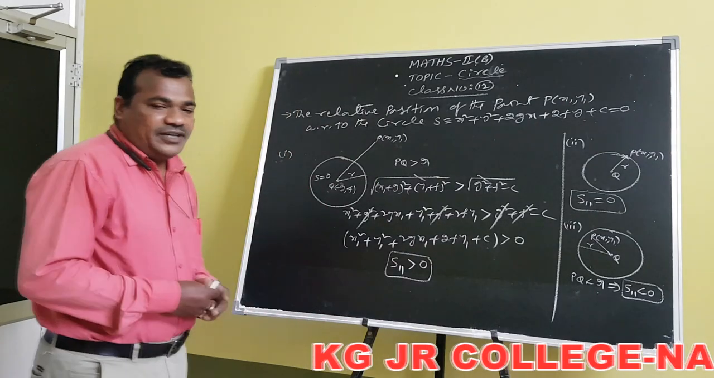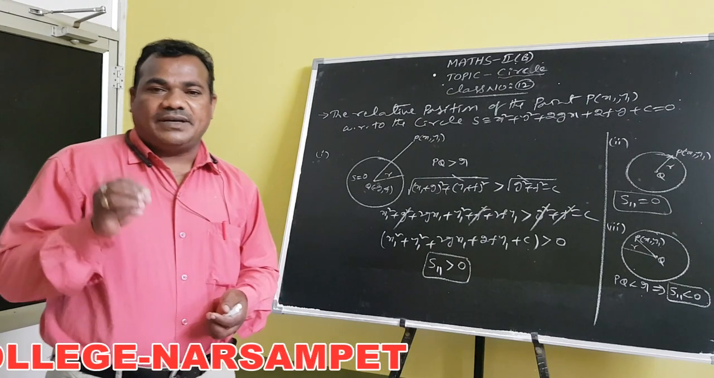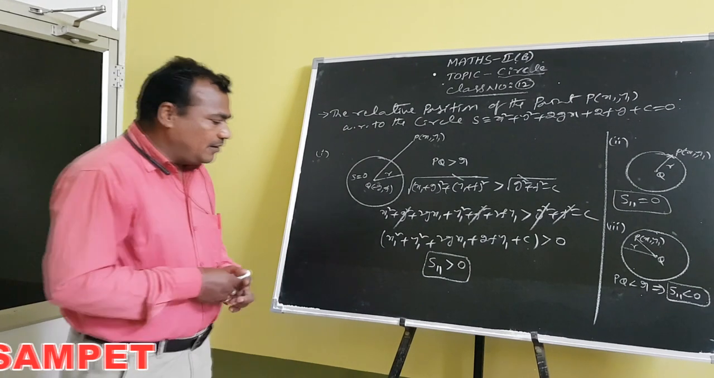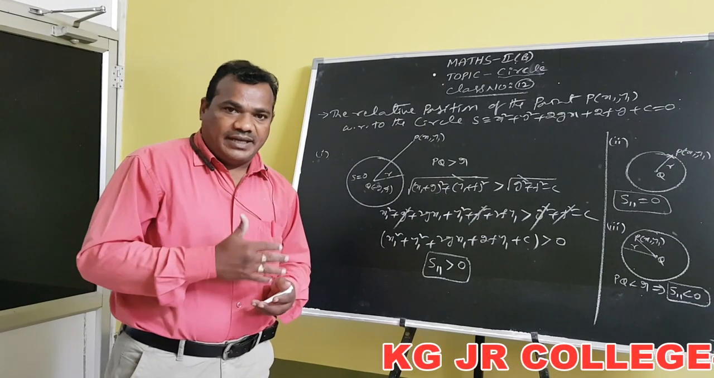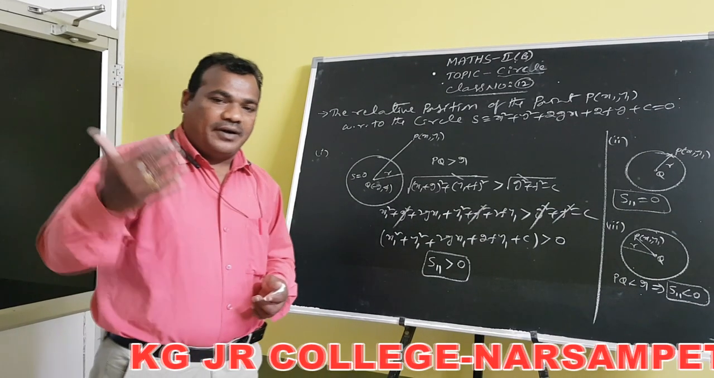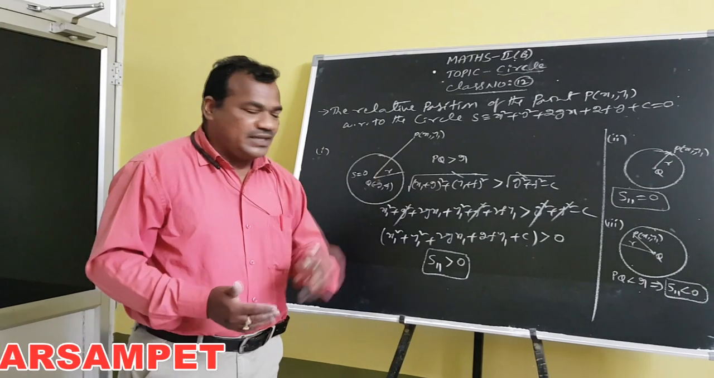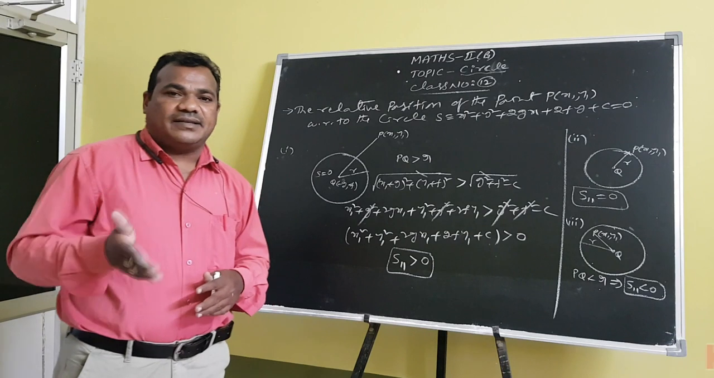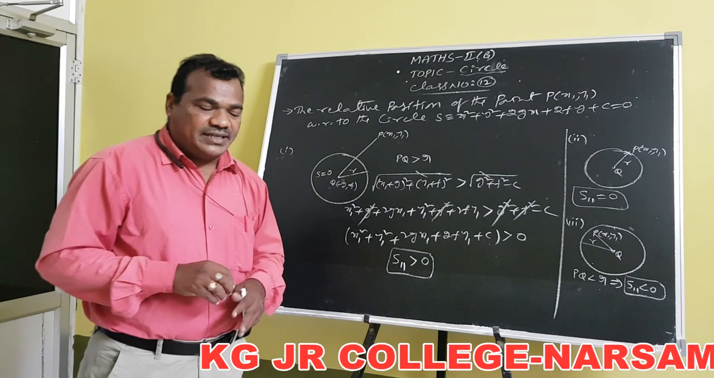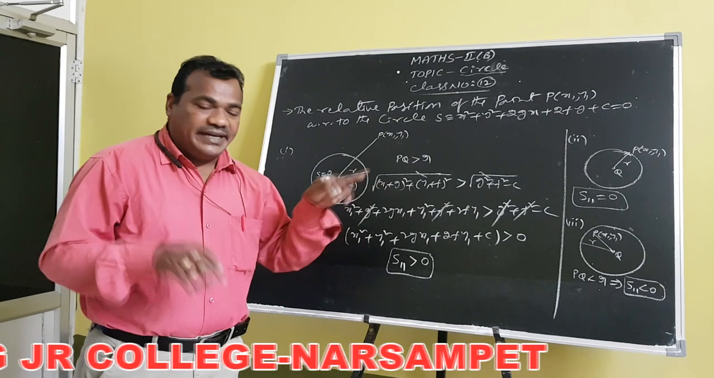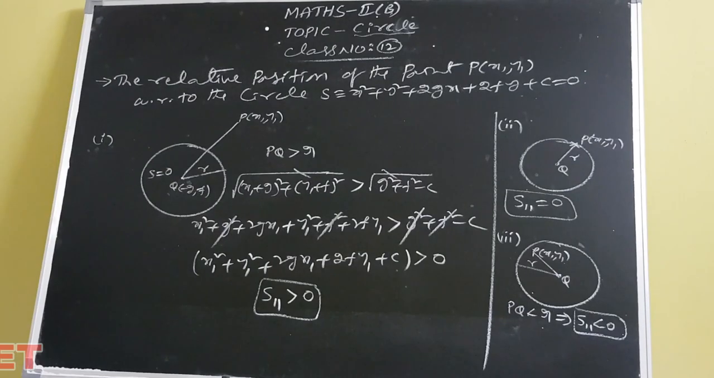So, students, the position and the power of the point with respect to the circle depend on S11. If S11 is greater than 0, the power is positive and the point is located outside the circle. If S11 is equal to 0, the point lies on the circle and its power is 0. If S11 is less than 0, the point lies interior to the circle, so its power is negative.